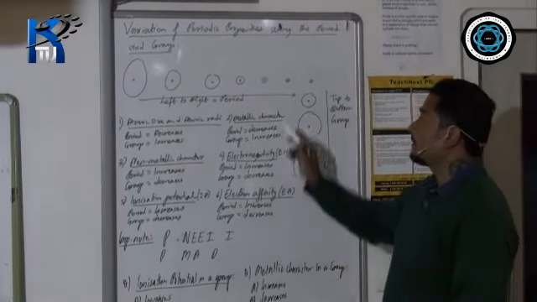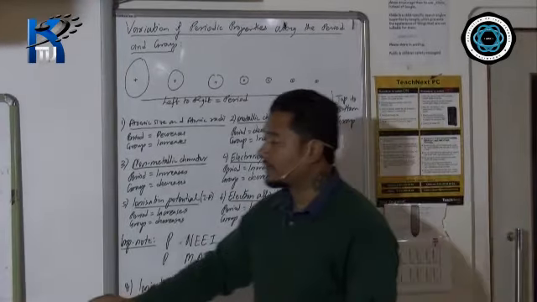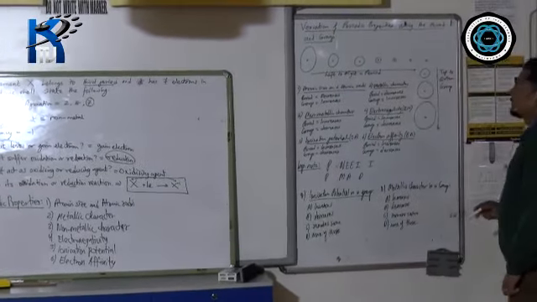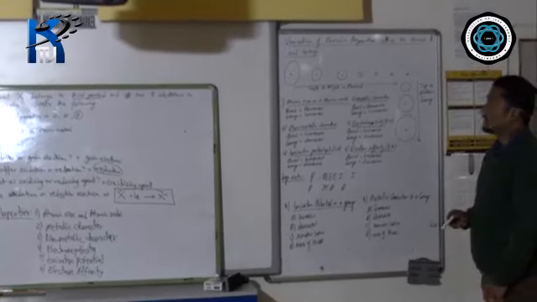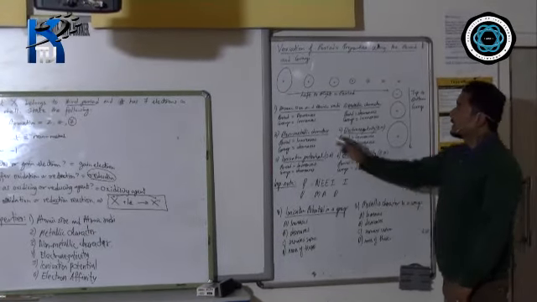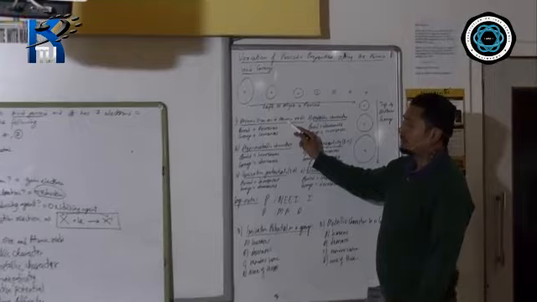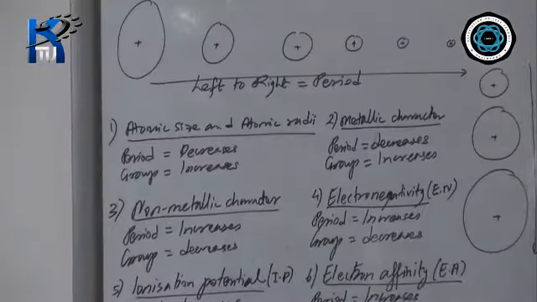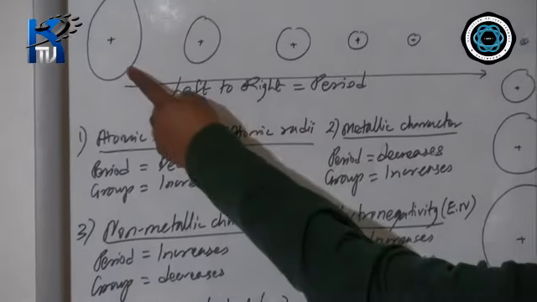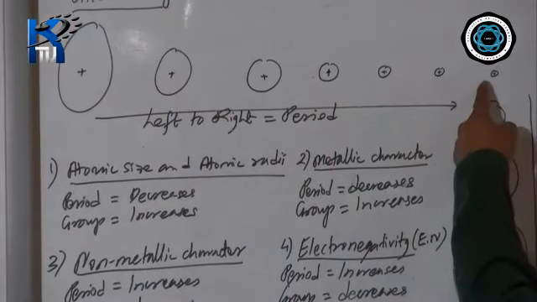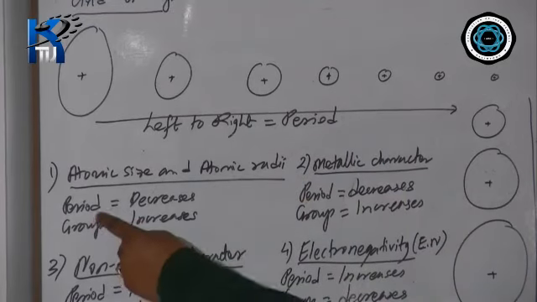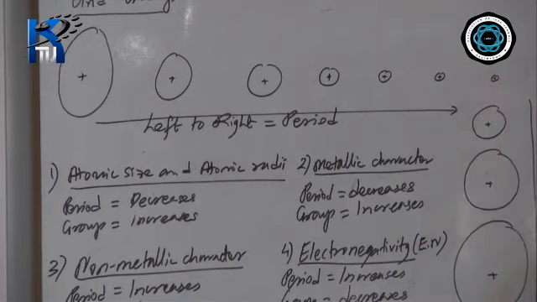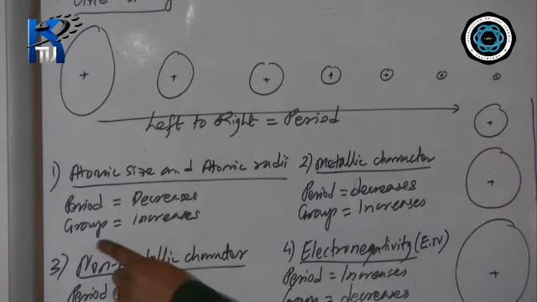Now let us see with the help of this picture how we can determine this 6 property, what happens to them when we go to the period and a group. That is, left to right is period, top to bottom is group. Atomic size or radii in period, left to right, group, top to bottom, what happens? From the picture you can see that the size of the atom is decreasing left to right, that is in period. So in period, atomic size will decrease. And top to bottom, the size is increasing, therefore in group, size will increase.